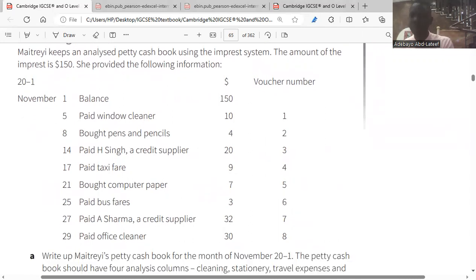November 1, that's the amount received for the last month. The amount received in the petty cash, $150. Now, on the 5th of November, she paid the window cleaner $10. She bought pencils and pens. These are all the expenses.